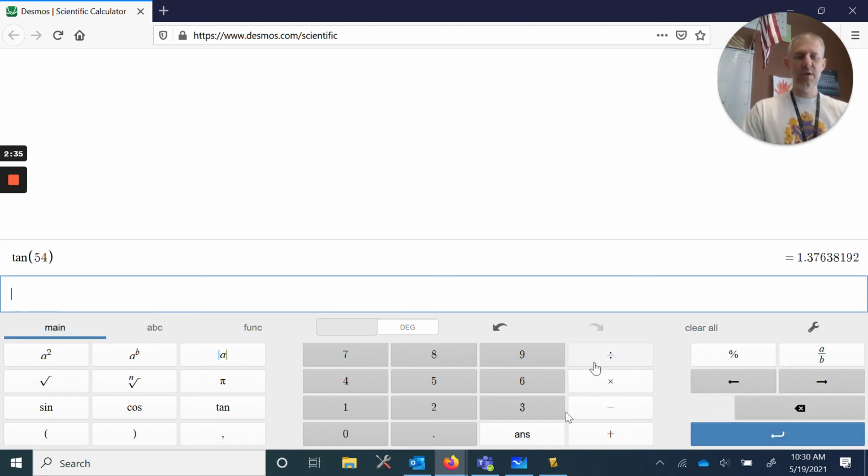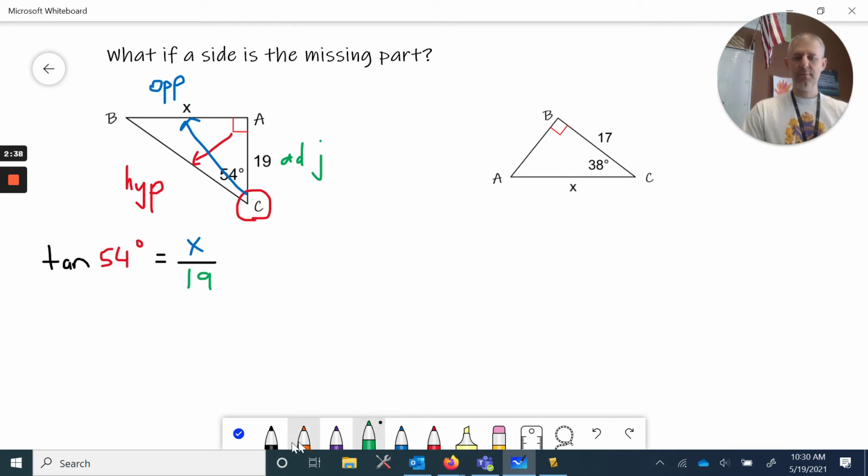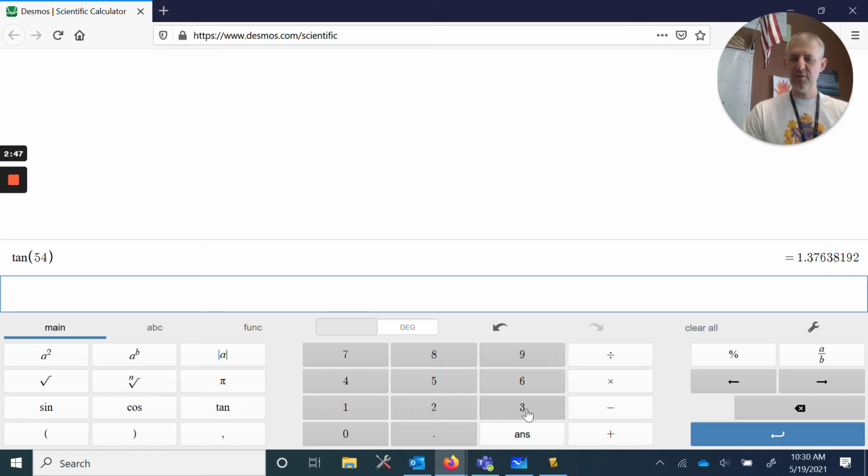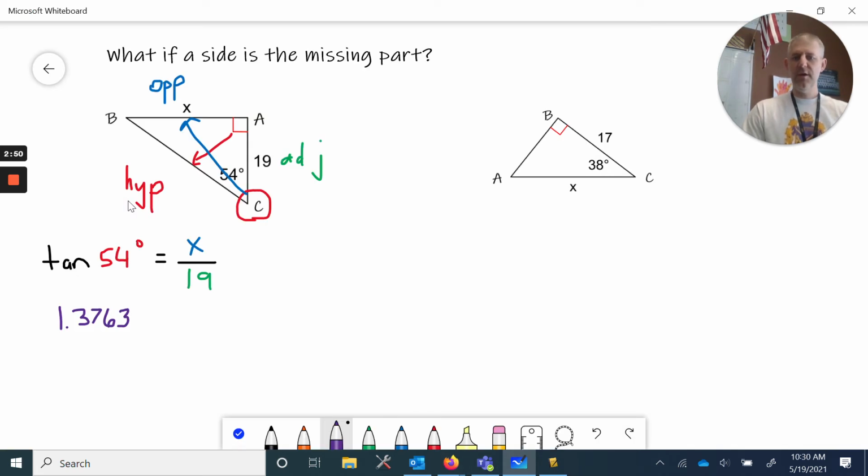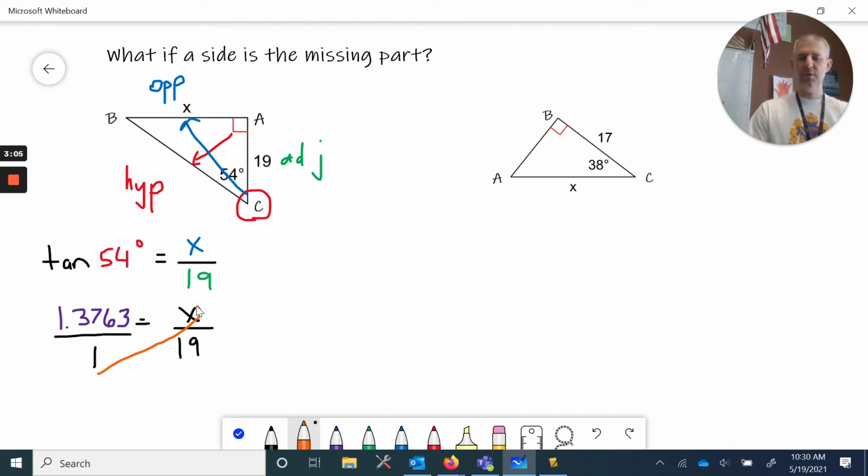So I'm going to rewrite this tangent as 1.3763. Let me double check my calculator, make sure that's correct. 1.3763, that's good. Okay, equals X over 19. Now we're going to treat this like a proportion. So I'm going to put this number over 1, and then I'll do cross multiplication, essentially cross products, to get rid of the denominator and figure out our solution. So we'll take 1 times X, that's X. That makes things nice and easy.